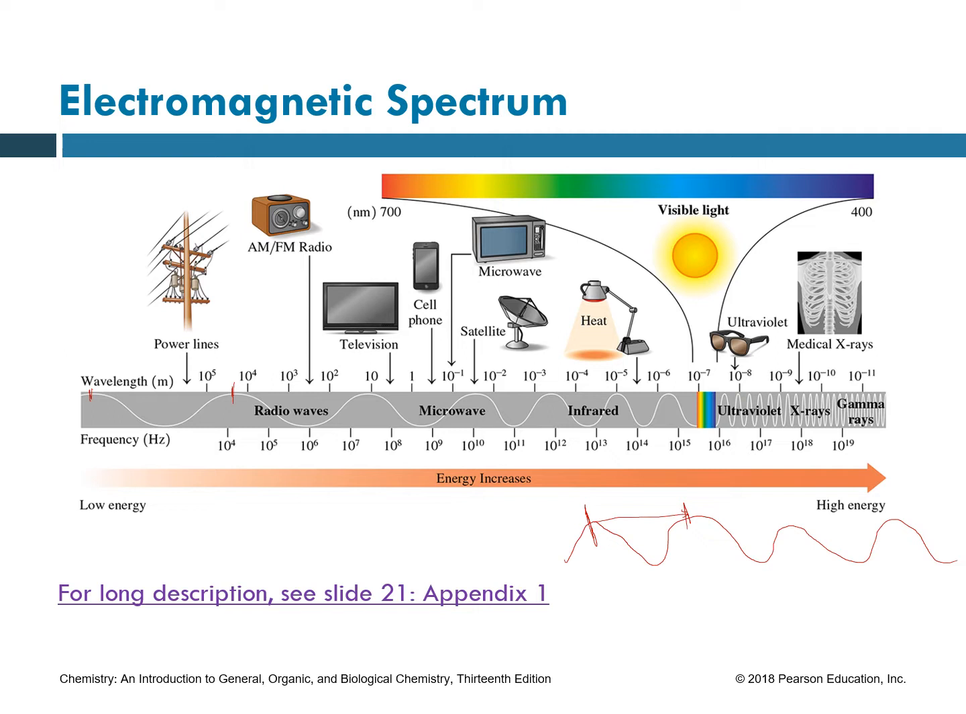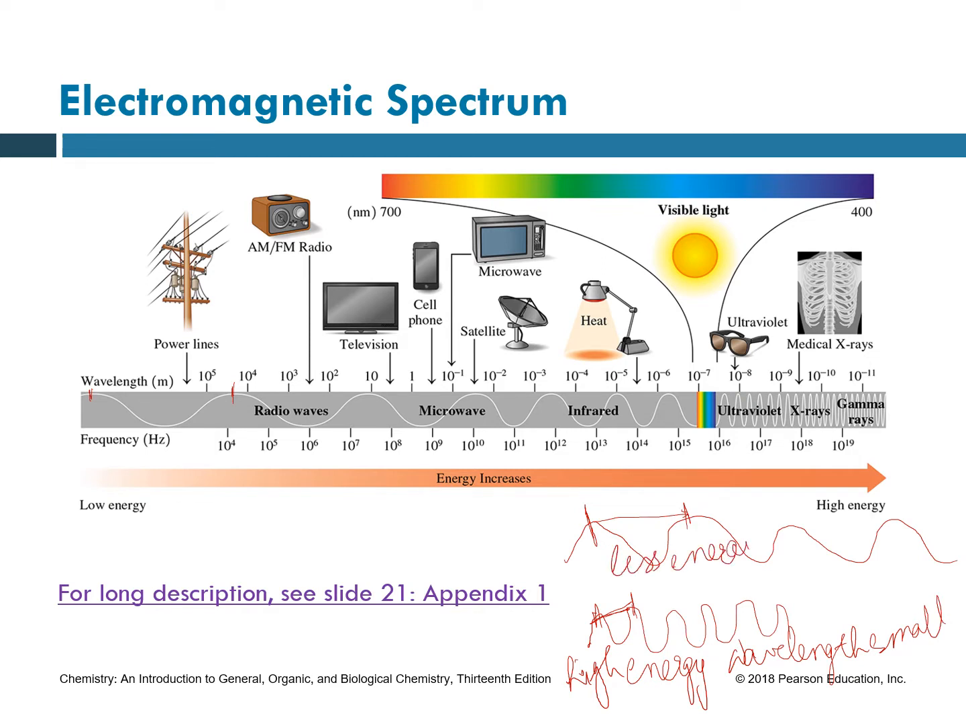Now, if the wave is really fast, it is high in energy. What would happen? The distance between the peaks is going to reduce. That means that the wavelength will be smaller. So if the wave has high energy, then the wavelength is small, and vice versa. Meaning if the wave has less energy, the wavelength will be a larger number.